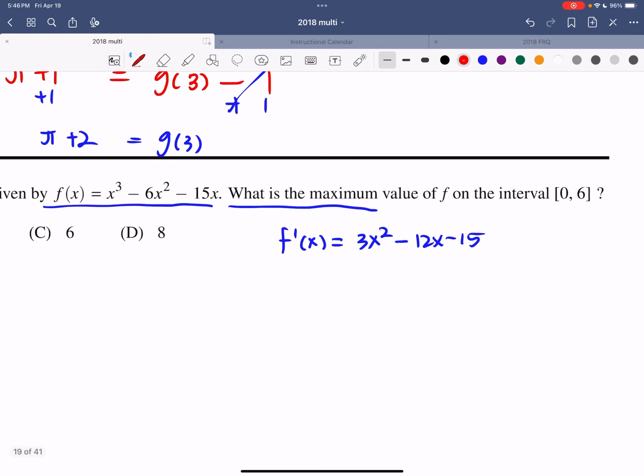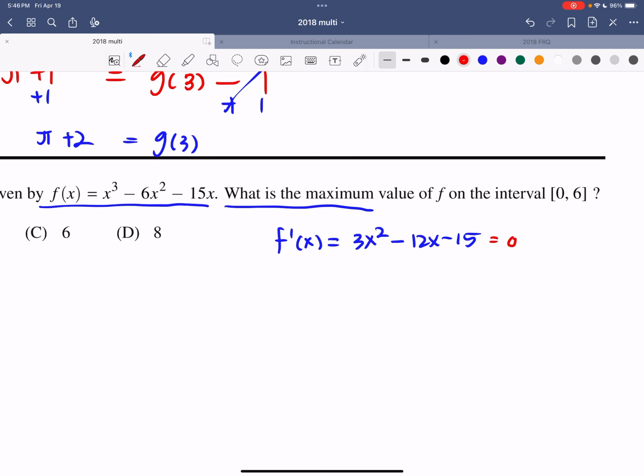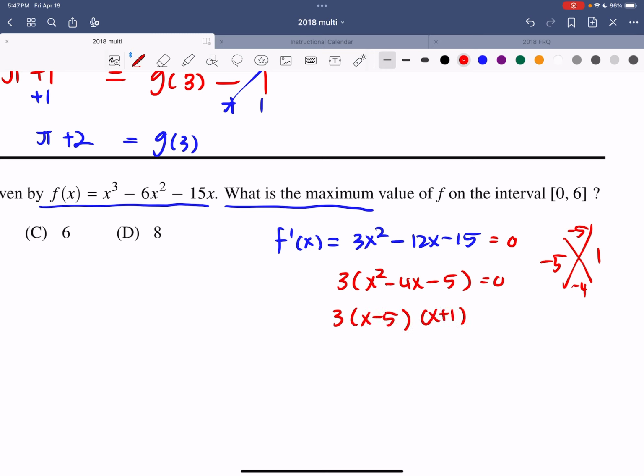And what you're going to do is set this one equal to 0 and factor it. As you can see, you can divide by 3, so I'm going to factor out 3. And this one equal to 0: negative 5 and negative 4. Which one can give you this? 5 and 1 with a negative 5. So it's going to be x minus 5, x plus 1 equal to 0. Therefore, x is equal to 5 and x equals negative 1.